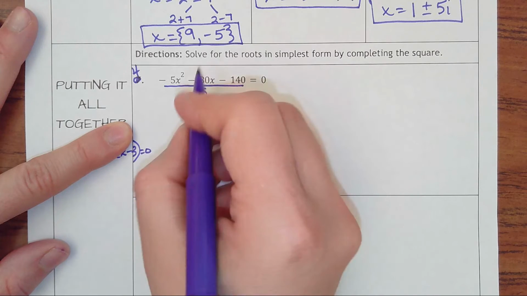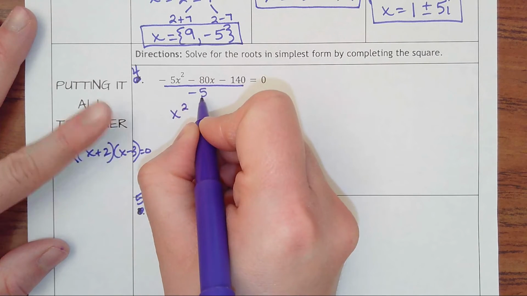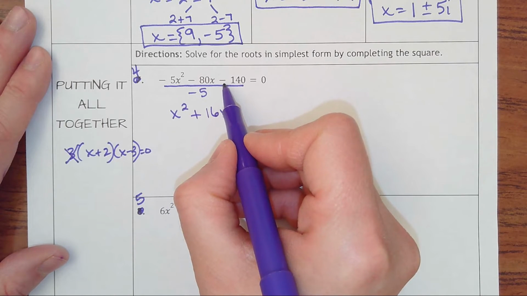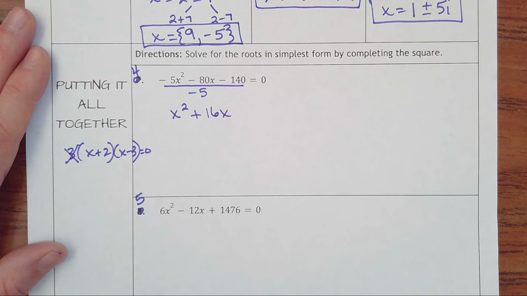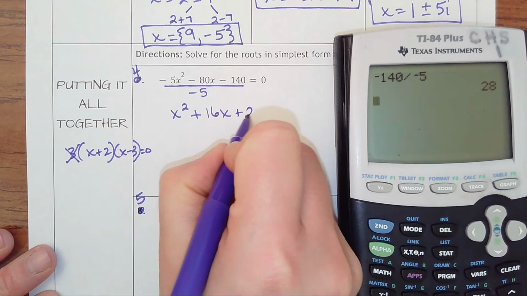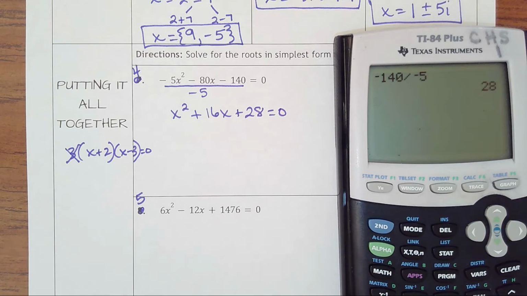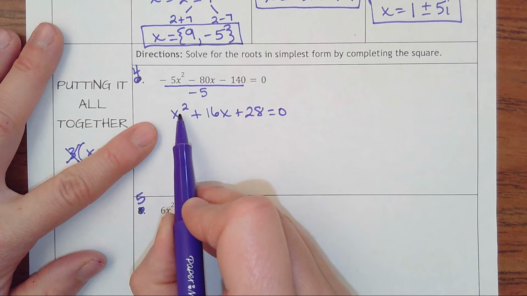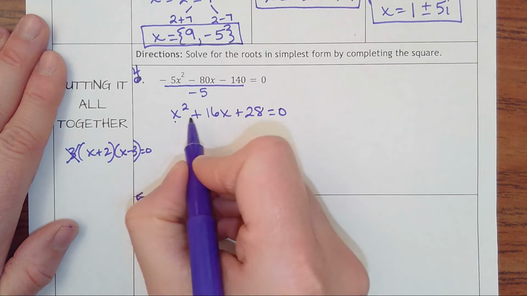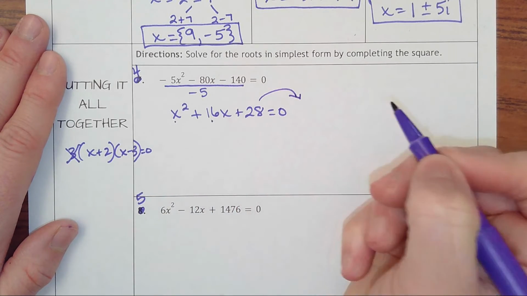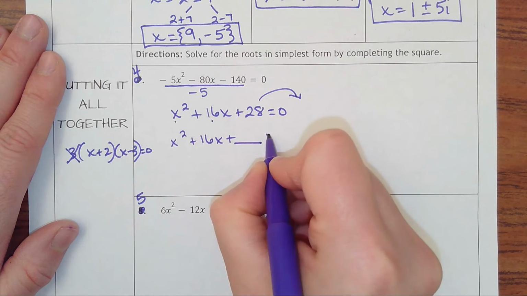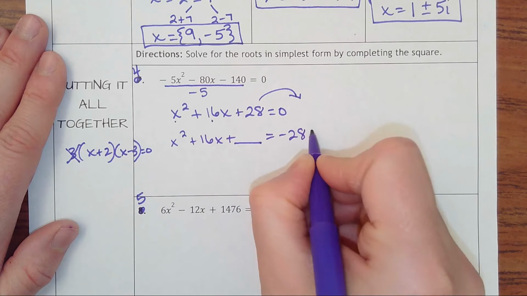Negative 5 divided by negative 5 would be x squared. Negative 80 divided by negative 5 should be positive 16x. Negative 140 divided by negative 5 is 28, and it would be positive. So your first job is to divide out any common factor, and all of these will get to where this a is just going to be a 1, or this is an x squared now. Then what I want to do is keep the a and the b term on this side. I'm going to move the 28 to the other side. It'll be x squared plus 16x plus blank equals negative 28 plus blank.